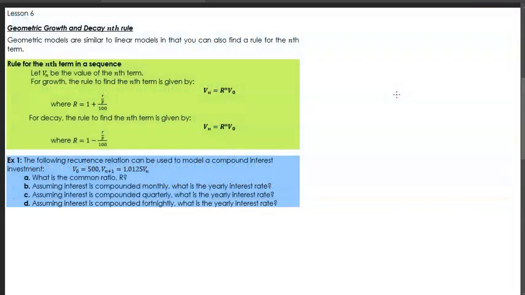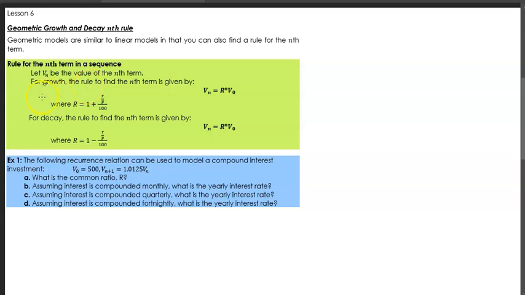So geometric models are similar to linear models in that you can also find a rule for the nth term. Or in other words, you don't have to rely on the previous term to get the next term. All you'll need is the common ratio and the initial value. So let's have a look at how this rule works and what you need to do to get a specific term within a sequence.